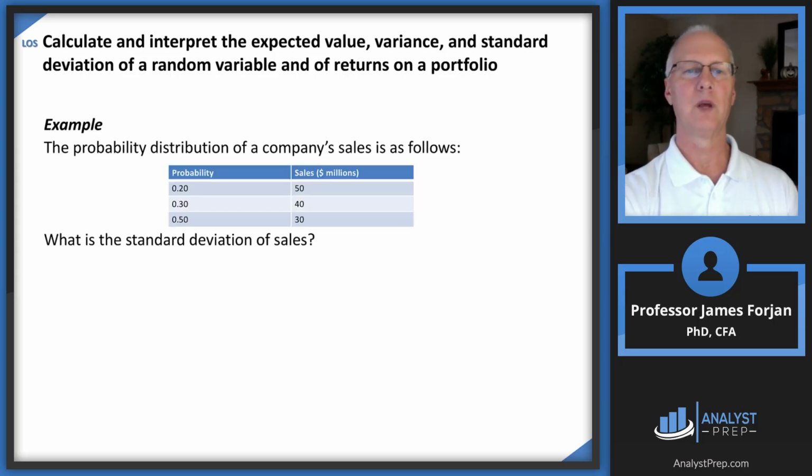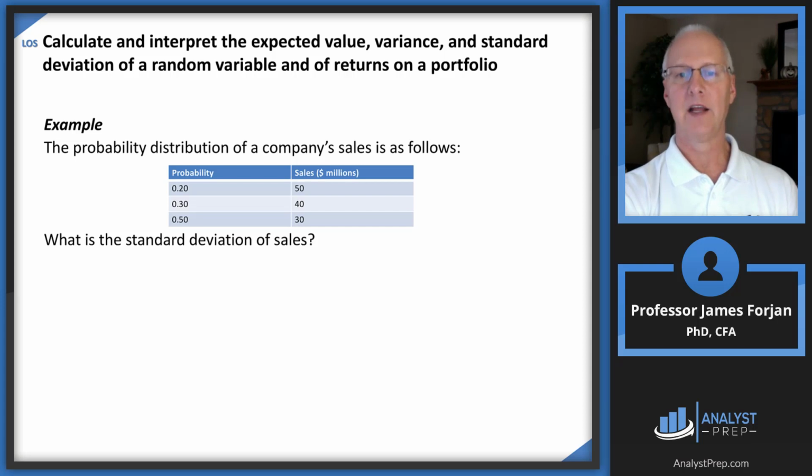I'll show you a quick example here. Here's a probability distribution of a company's sales. There's a 20% chance that the company will generate 50 million in sales, a 30% chance that the company will generate 40 million in sales, and a 50% chance that the company will produce 30 million in sales. Notice once again, as in several of our examples, the probabilities must sum to 1. Then we're just going to compute the mean and the standard deviation of those sales.